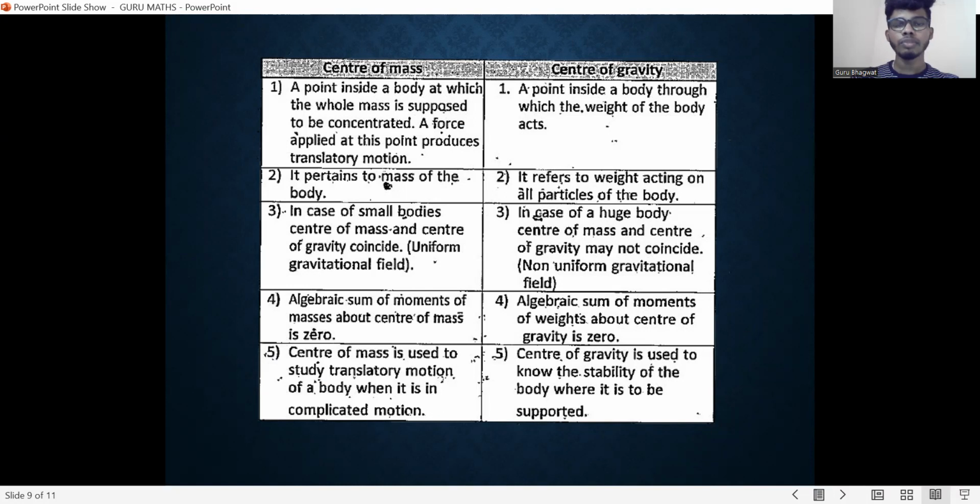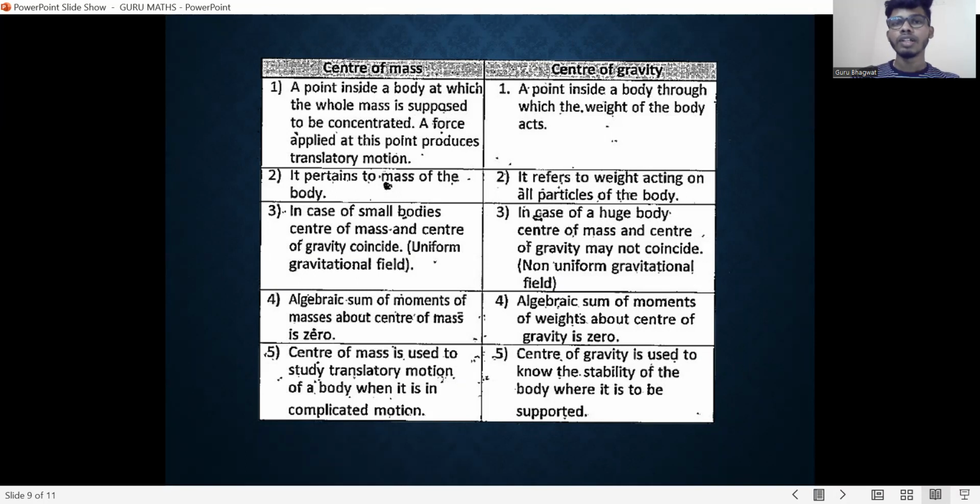In a small body, the center of mass and center of gravity coincide. In the case of a huge body, the center of mass and center of gravity will not coincide. For the center of mass, the algebraic sum of moments of mass about the center of mass is zero. For the center of gravity, the algebraic sum of moments of weight about the center of gravity is zero. The center of mass is used to study the translatory motion of a body when the motion is complicated. The center of gravity is used to know the stability of the body where it is to be supported.